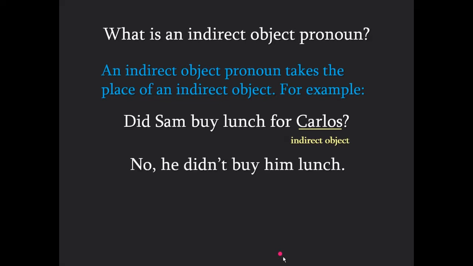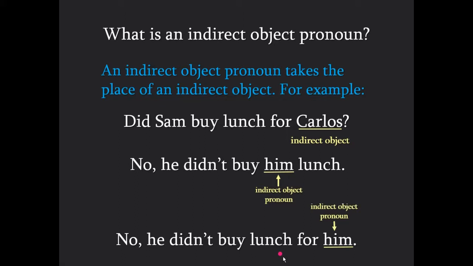And if you want to replace him, we would say, no, he didn't buy him lunch. Okay, him then would be the indirect object pronoun. Once again, we don't see the word to, but we can reword the sentence. And then we do. No, he didn't buy lunch for him. And so now we see the word for him. So once again, often it will be the word to, or it could be the word for. That's kind of the giveaway as to what the indirect object is going to be.